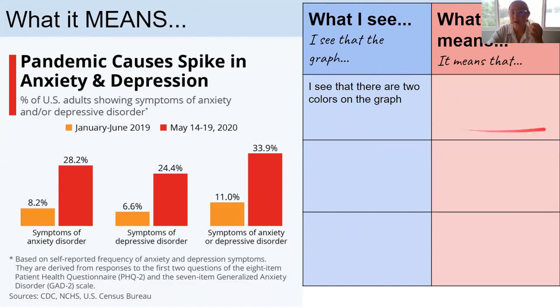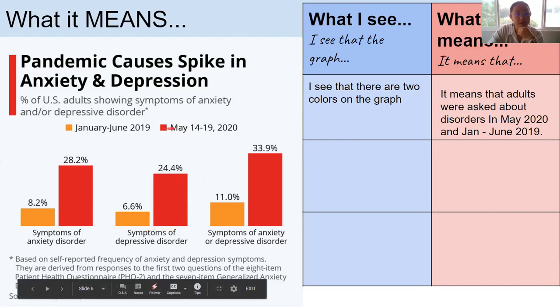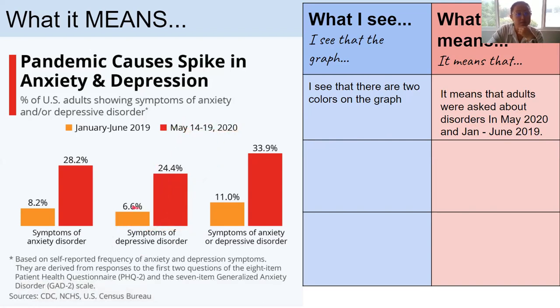So I wrote in the pink box, it means that adults were asked about disorders in May 2020 and in January through June of 2019. Because of these 2 different colors, if you look on this graph, you see that the red represents people that were asked about these symptoms in May of 2020, while the yellow signifies that it's people that were asked about these symptoms in January through June of 2019. So these 2 different colors actually mean that they were 2 different time periods. Okay, and that's significant. That helps us understand the graph.